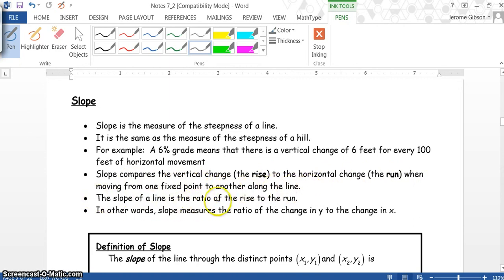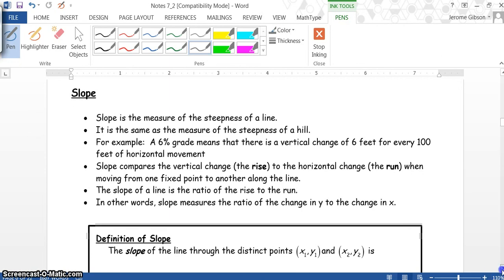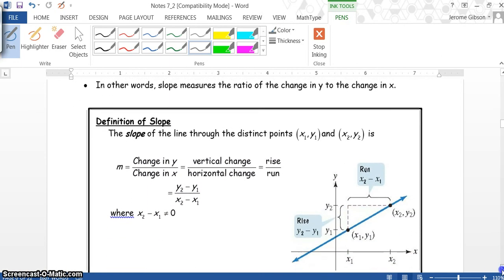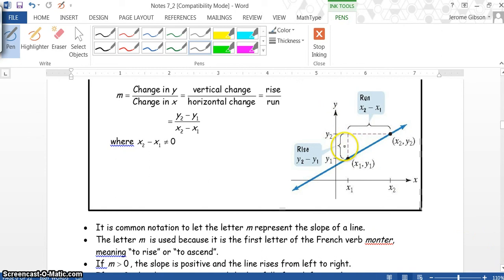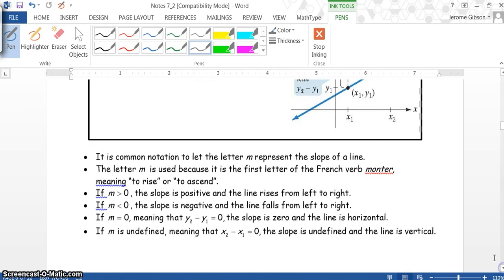The slope of a line is the ratio of the rise to the run. In other words, slope measures the ratio of the change in y to the change in x. Now the definition of slope. We have this definition here which we just read off, and we also have the slope formula here. And this is also a slope formula. And we also show where you could do it on a graph. You could do rise over run on a graph as well. Now, reading the next few bullet points.